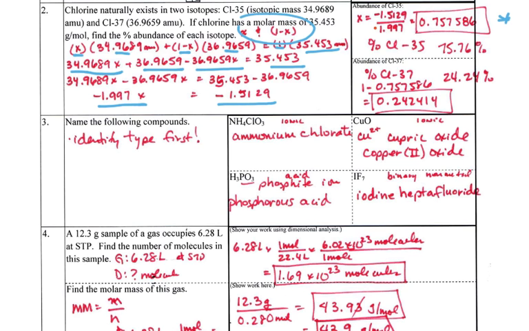And when I get down, I get 0.7576 or 75.76%, whichever way you want to write that. Now for the chlorine 37, it's just take 1 minus 0.7576, so I get 0.2424 or 24.24%. And those are my two answers.